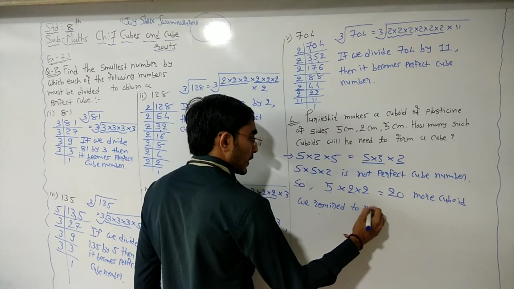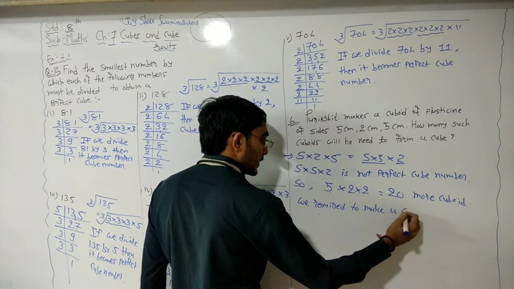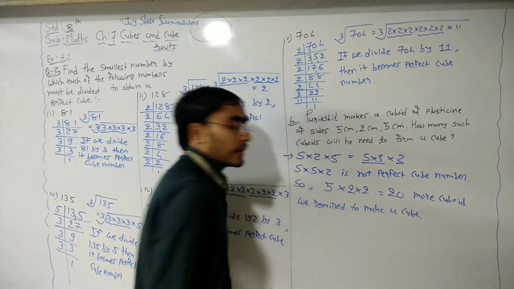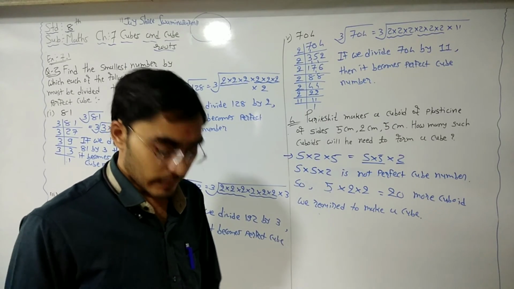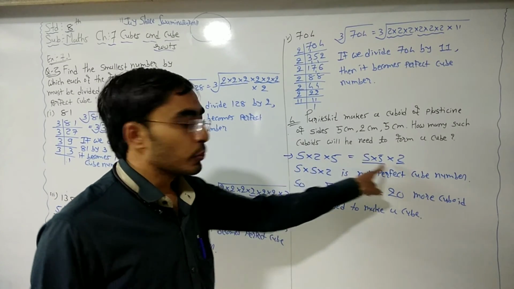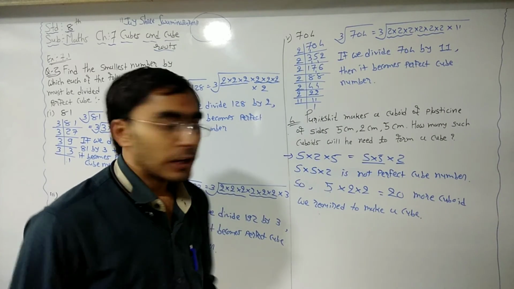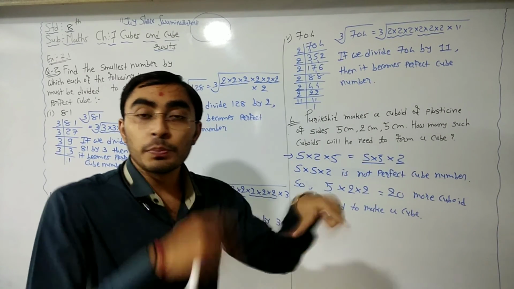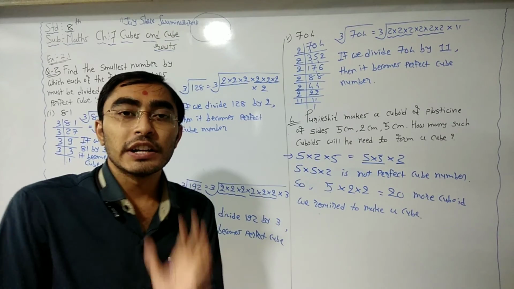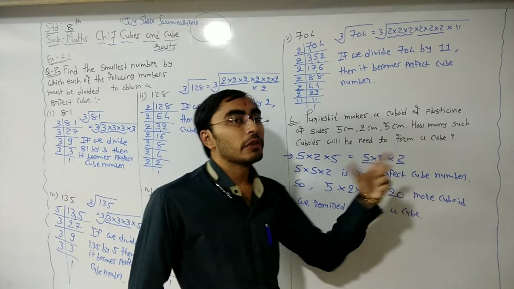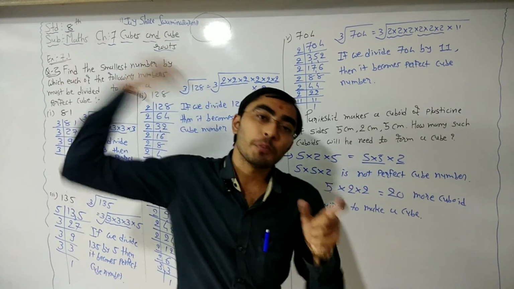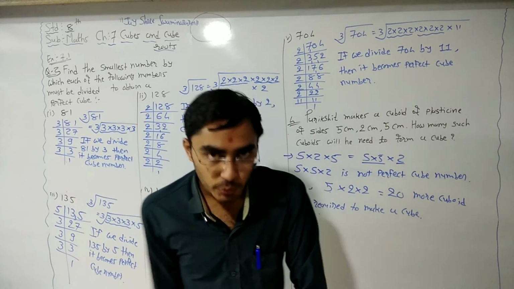we require to make a cube. Right now this is the volume of a cuboid. We need to make it a cube, so we need to convert this volume into a perfect cube number. Alternatively, we need to convert this volume of a cuboid into the volume of a cube, that means a perfect cube number.